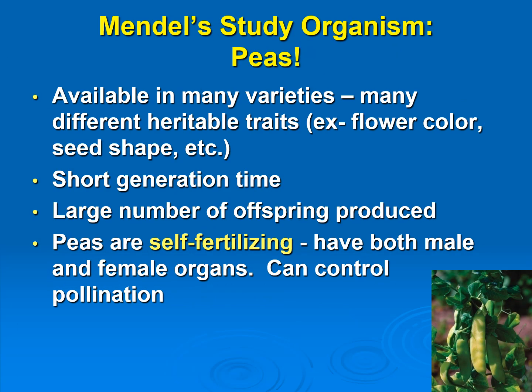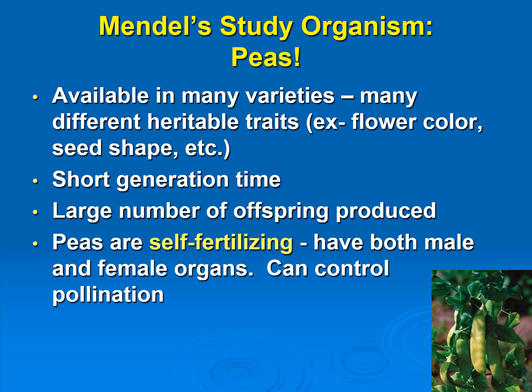Okay, Mendel chose to work with peas, which was actually a good choice because there's lots of different traits that can be studied on peas, and there's a very short generation time. You can grow the peas and get seeds very quickly and then plant those and get new plants, and there's a large number of offspring that are produced, so you get lots of pea seeds that you can plant.